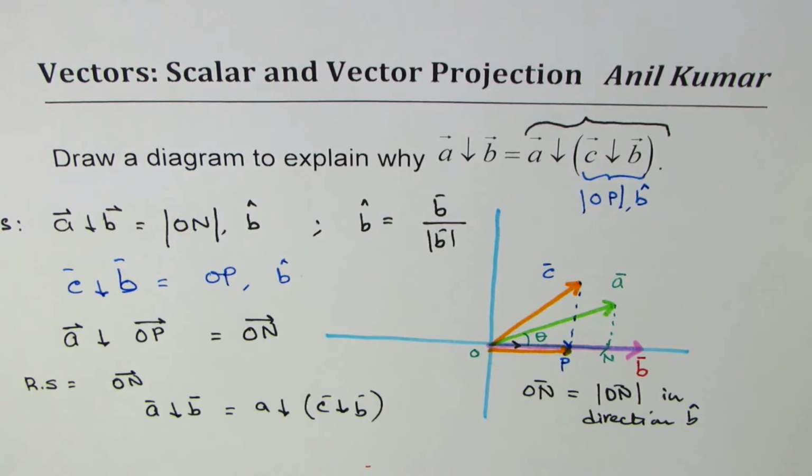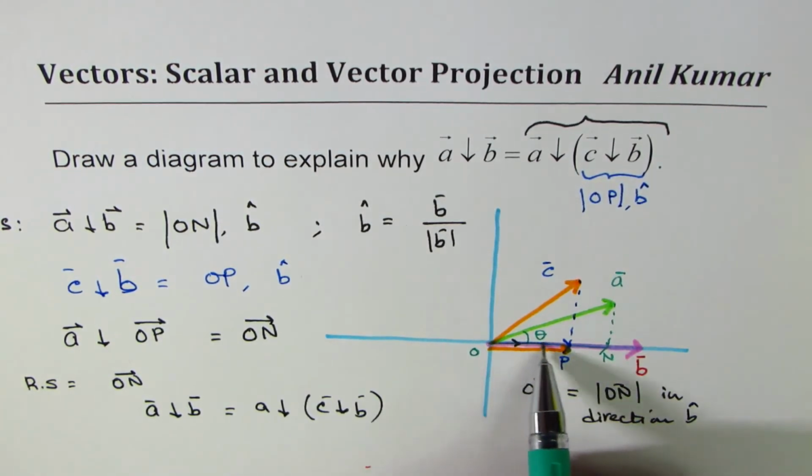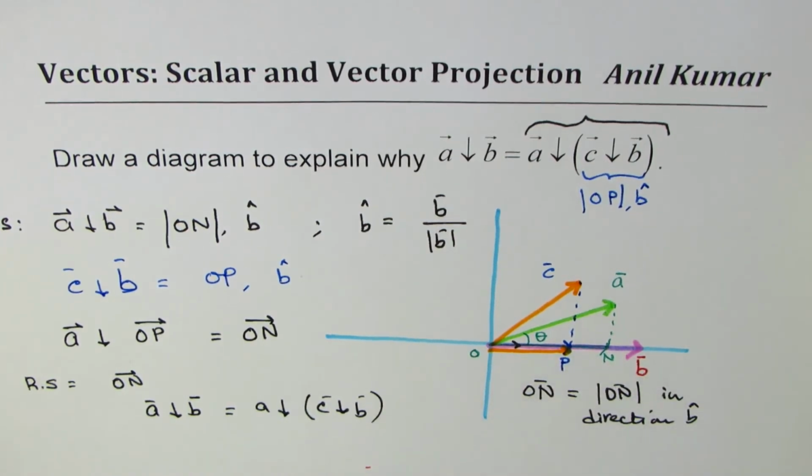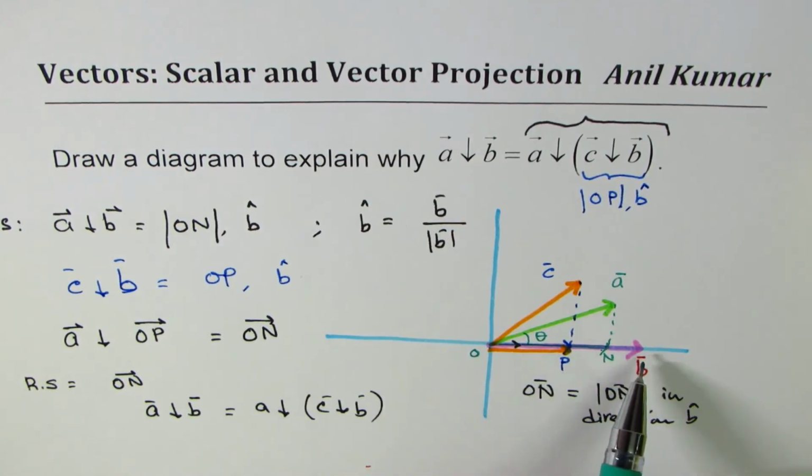So in both cases, as you can see, the projection of A is the vector ON, which has a magnitude of ON, and it is in the direction of B.